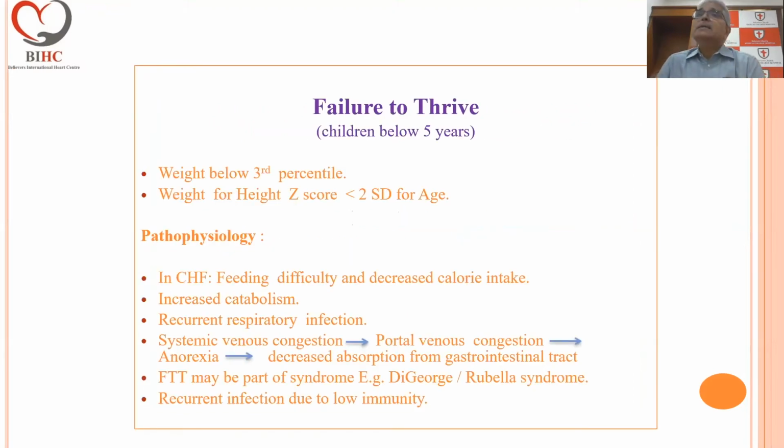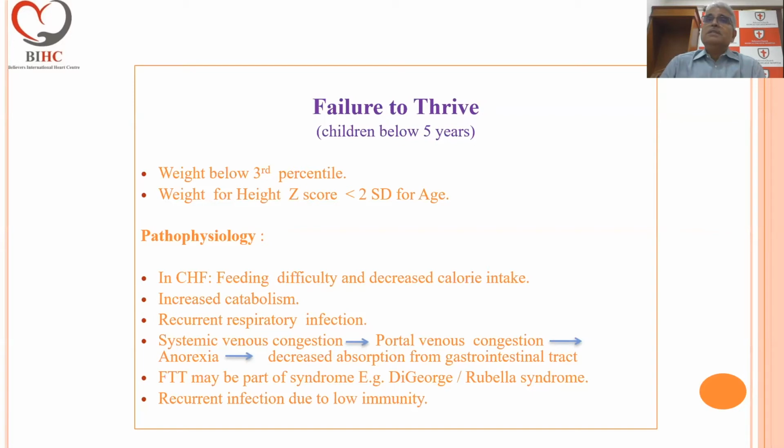But move to another major symptom, which is failure to thrive. Failure to thrive is a term that we would apply to children below 5 years. In a child whom we say is failing to thrive, the weight is below the third percentile, and if you look at the weight for height Z-score, it is less than 2 standard deviations for age.